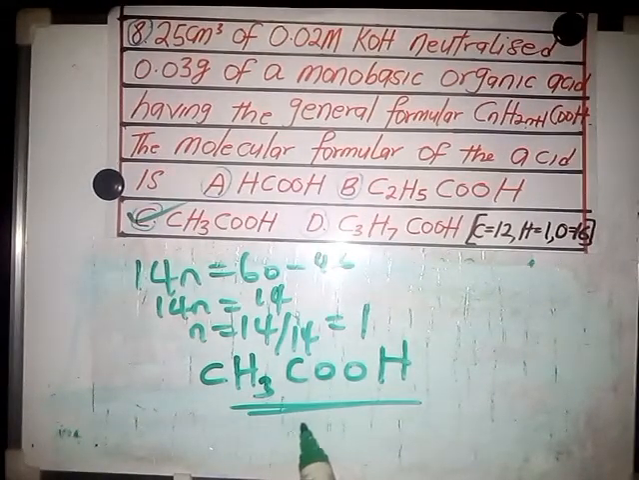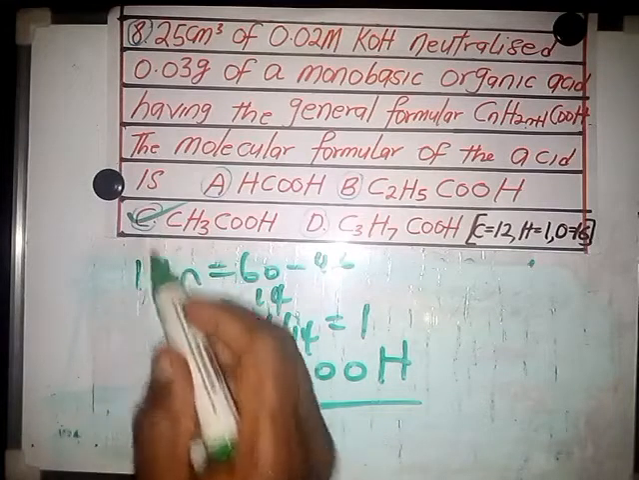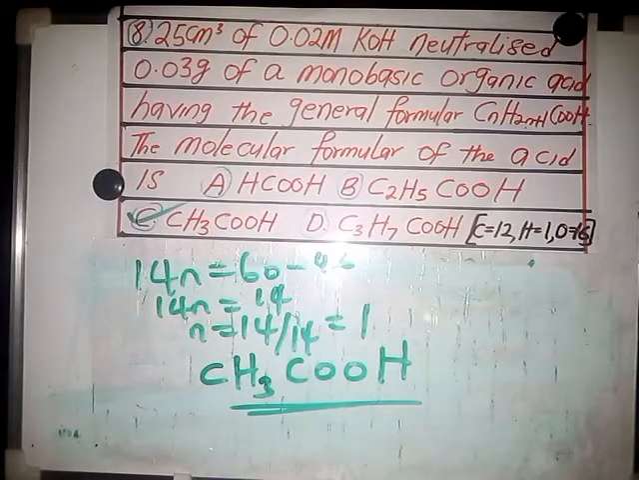So this compound is ethanoic acid. It is 2. Methanoic, that's 1. Then propanoic, that's 3. Then butanoic is 5. So these are organic compounds. Naming of compounds is a separate topic on its own. Alright, so the answer is C, which is ethanoic acid.